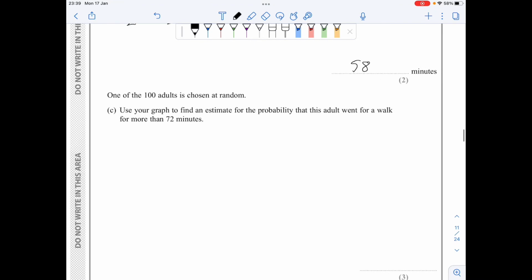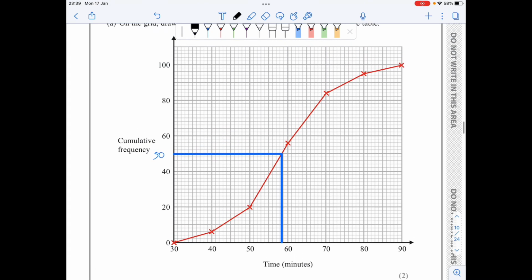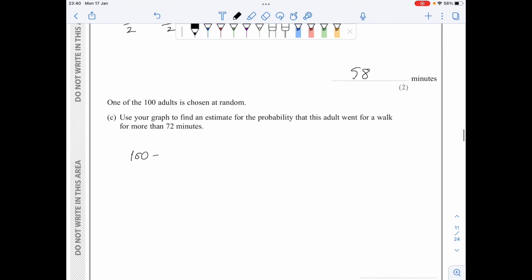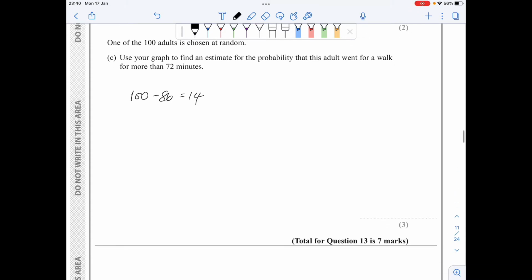For part C, I'll need to do the reverse. I'll need to find the cumulative frequency for a time corresponding to 72 minutes. And then I'm going to subtract this from 100, which is the total observation. So let's go to the graph, find 72 minutes, and find the corresponding cumulative frequency. So the reading from the graph is 86. So I've got 100 minus 86 is equal to 14. And since I want probability, this will be 14 out of 100. You can simplify this one as 7 out of 50.